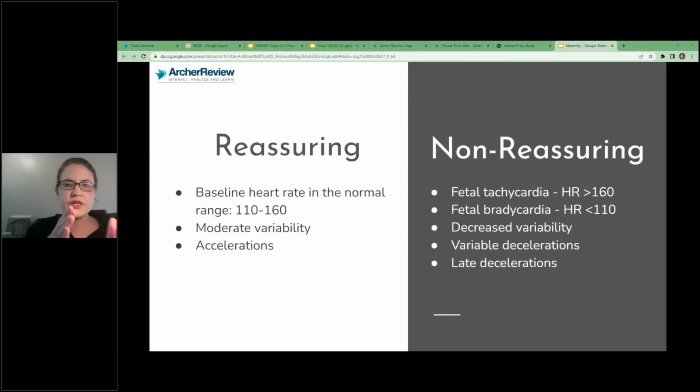So what would we define as reassuring and what would we define as non-reassuring? Well, definitely reassuring would be a baseline heart rate in the normal range between 110 and 160. Moderate variability, that's a good thing, and accelerations are a good thing. Non-reassuring is one of 5 things typically. There's fetal tachycardia, and I'm not talking about a whoop, it went up really fast. No, it's sustained fetal tachycardia over 160. Fetal bradycardia, not just a quick blip down, it's a sustained bradycardia. Decreased variability, variable decelerations and late decelerations. These are the big signs of non-reassuring.